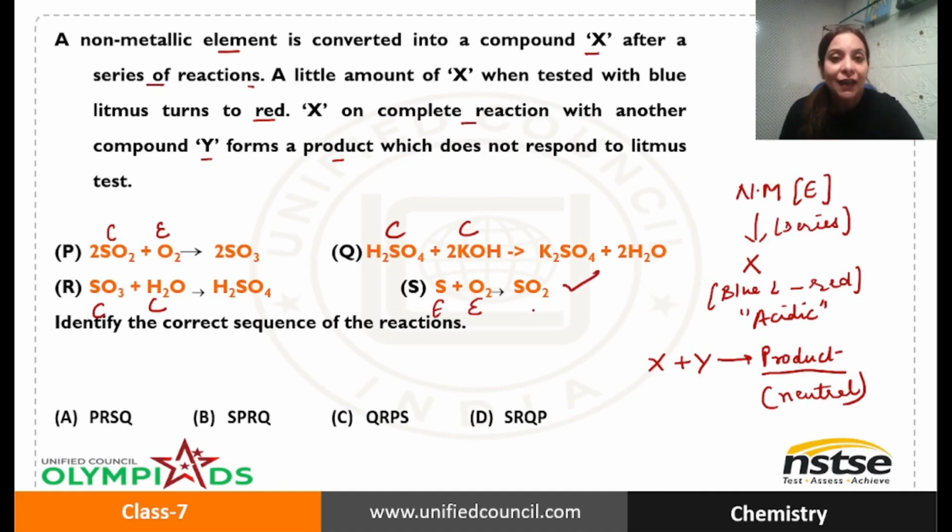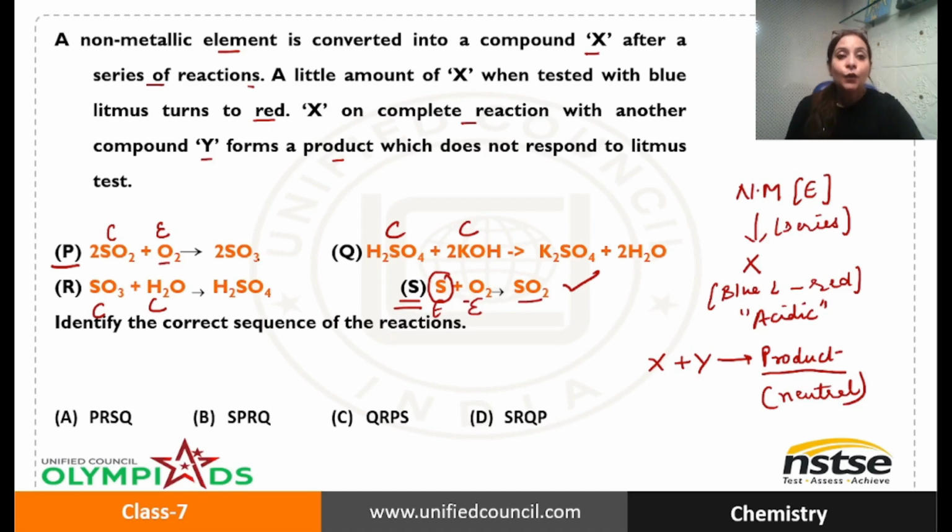Now why is this one correct? The reason being it involves a non-metal, sulfur, and here also oxygen is a non-metal, but you are getting SO2 and this SO2 is acting as a reactant for reaction P. So that is the reason this is going to be the first reaction to occur. After that, you will find the reaction in sequence. The reaction which contains SO2 as a reactant will be the second one. So that means P, because here SO2 is combining with O2 to form SO3.